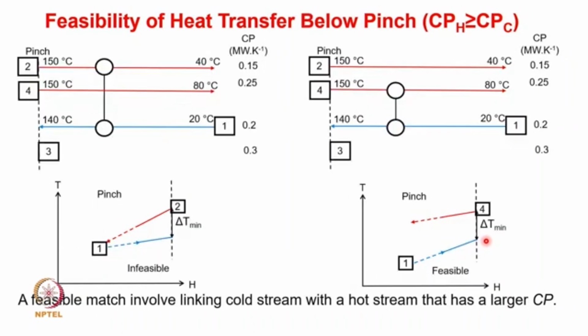Now, how to do it below pinch? If you are connecting below pinch, your cold stream is at 0.2, you cannot connect that to 0.15. The Cp value of stream 2 is 0.15 and that of cold stream 1 is 0.2. So the connection should be given to a stream that has higher Cp than 0.2. The feasible connection here is between stream 1 and stream 4. You can see this is a correct connection. The other connection would result in an infeasible operation.